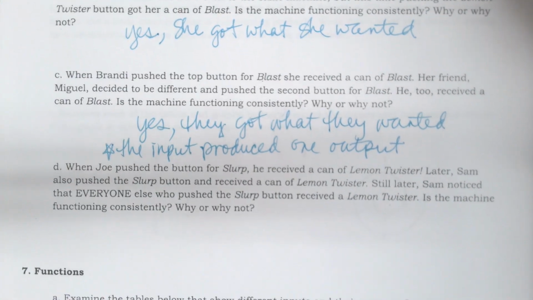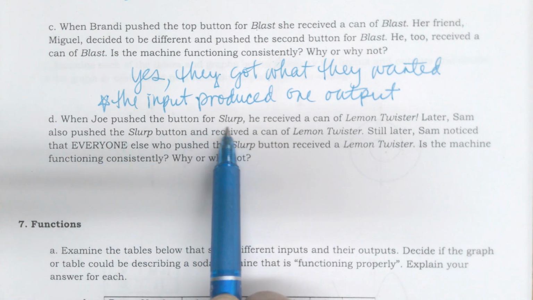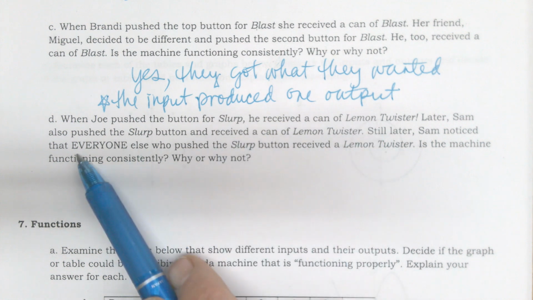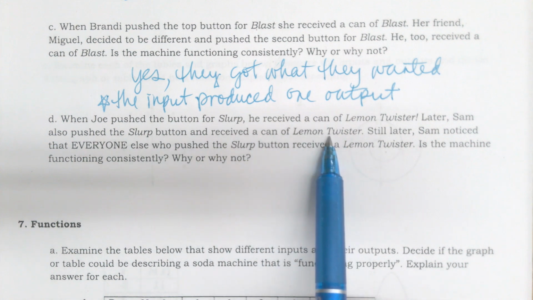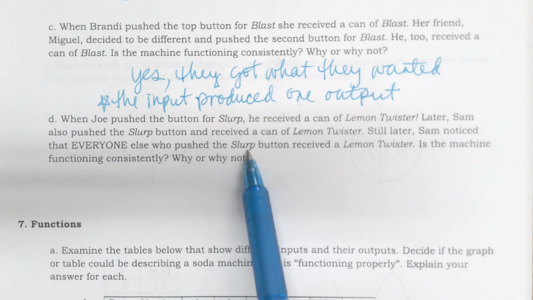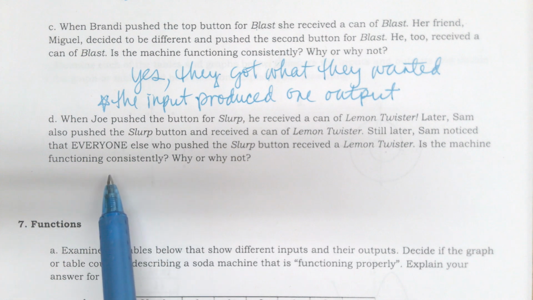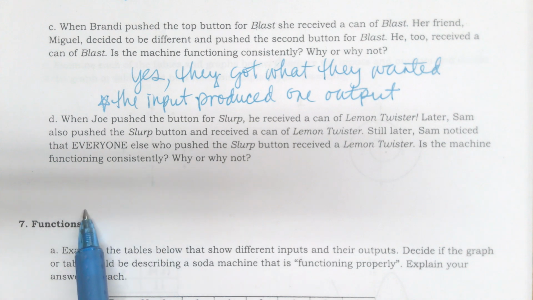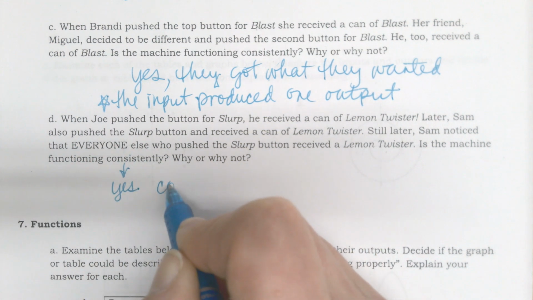Sounds good. Now later on in the day, Joe goes and hits Slurp. And when he hits Slurp, he gets a can of Lemon Twister. And then Sam hits Slurp and gets a can of Lemon Twister. And then notices that everyone who presses Slurp gets a can of Lemon Twister. Now, is the machine functioning consistently? Yes. Is it functioning correctly? No. And so consistently, yes. Correctly, no.